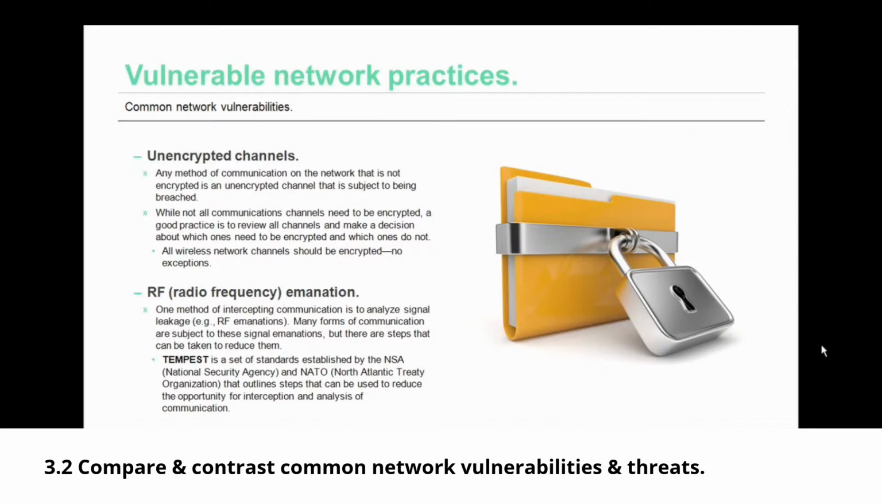A vulnerability that few network administrators think about is RF, or radio frequency, emanations. One method of intercepting communication is to analyze signal leakage. That's the RF emanation. Many forms of communication are subject to these signal emanations, but there are steps that can be taken to reduce them. Tempest is a set of standards established by the NSA and NATO that outline steps that can be used to reduce the opportunity for the interception and analysis of communication.